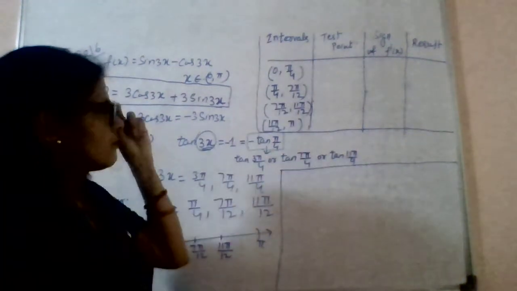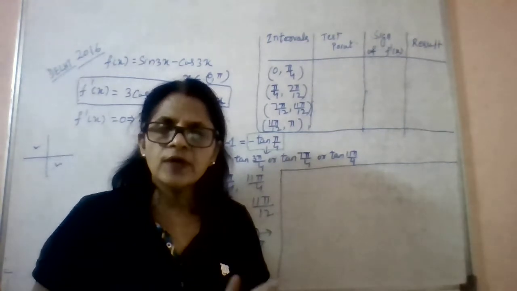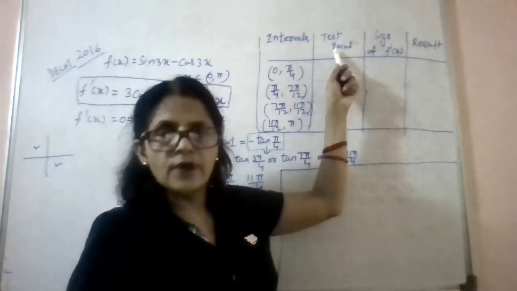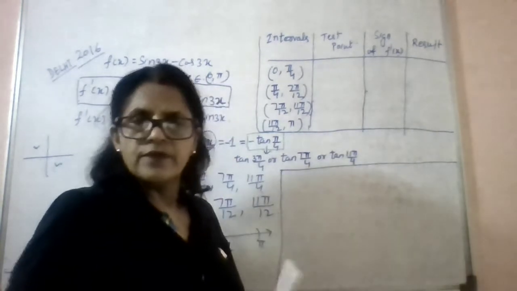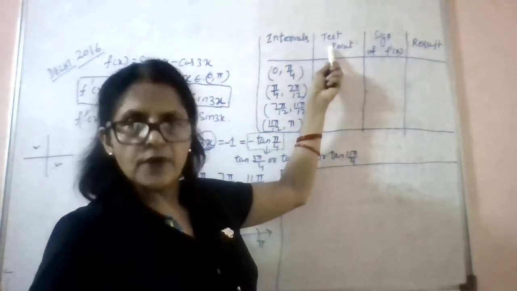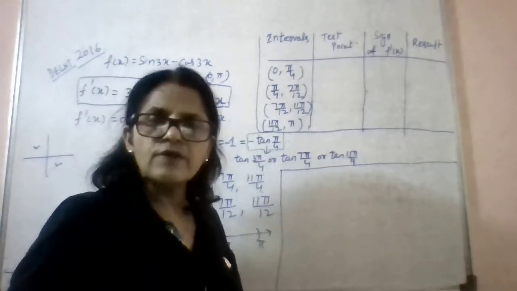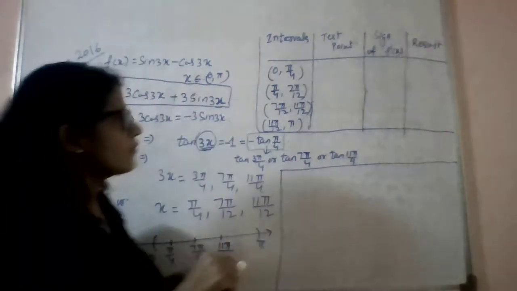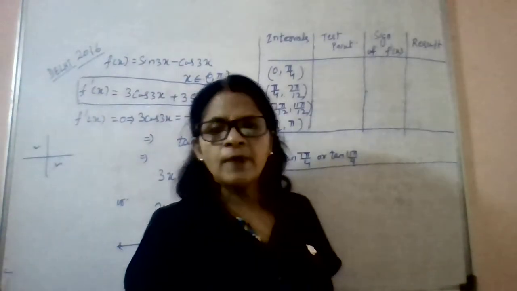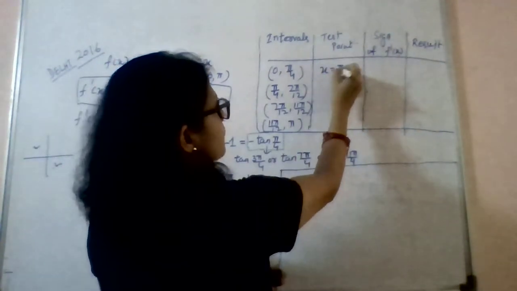Okay, so I have written these intervals. So we have to check, right? Unlike your polynomial function where we used to have the factors, here we do not have such a thing. So instead of checking at each factor, I have added a test point column so that we can calculate easily. So for 0 to pi by 4, think of any point between 0 and pi by 4. Between 0 and 45 degrees, you can take 30 degrees, meaning pi by 6. So I take the test point as x equal to pi by 6.